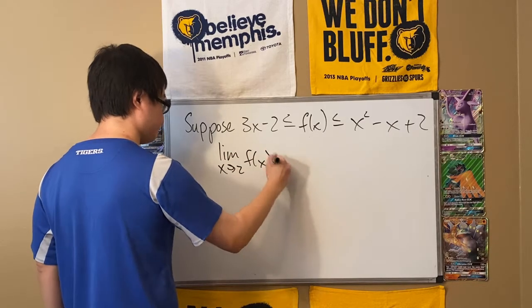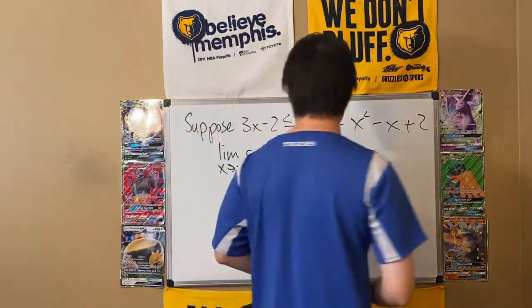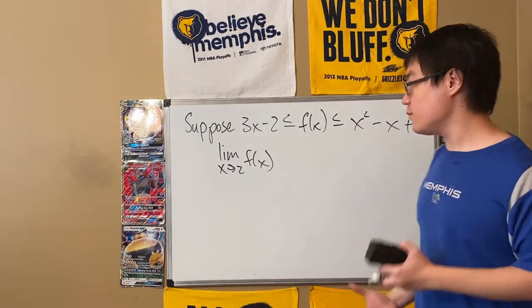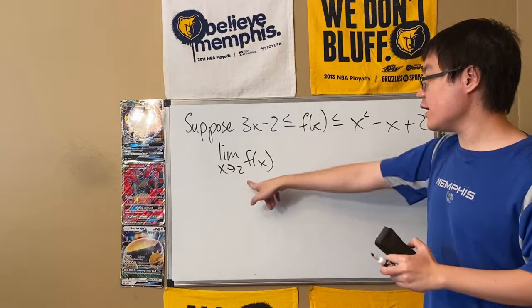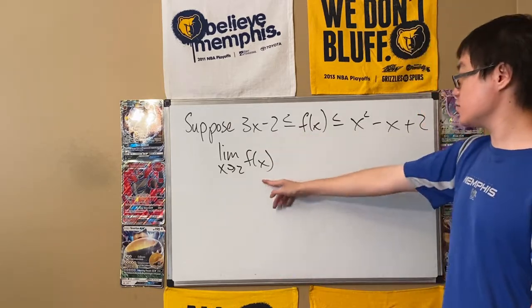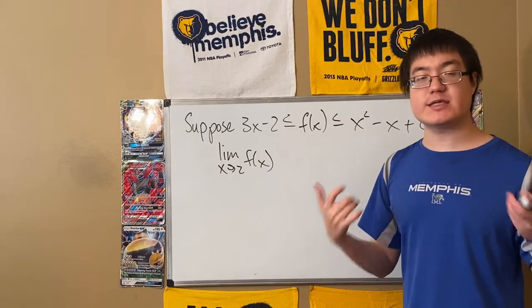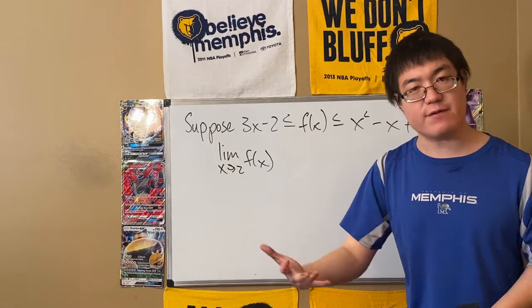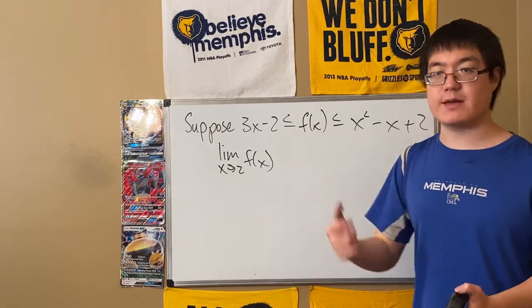Because we don't have a lot of information about f of x, we're going to have to use the squeeze theorem. What we have to hope is that when we take the limit as x goes to 2 of the left function, and the limit as x goes to 2 of the right function, it's the same number, which forces the limit as x goes to 2 of f of x, the one we want, to be that same number.